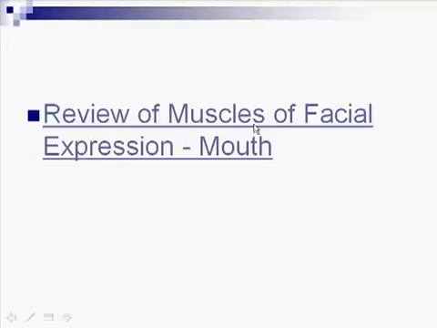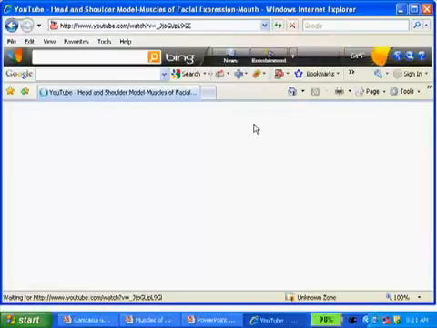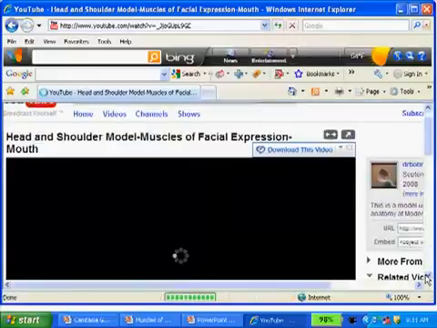Let's do a review of the muscles of facial expression, those muscles around the mouth. Hopefully this will clarify what we're talking about.